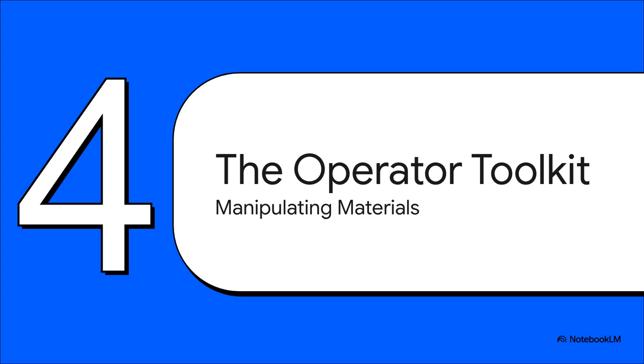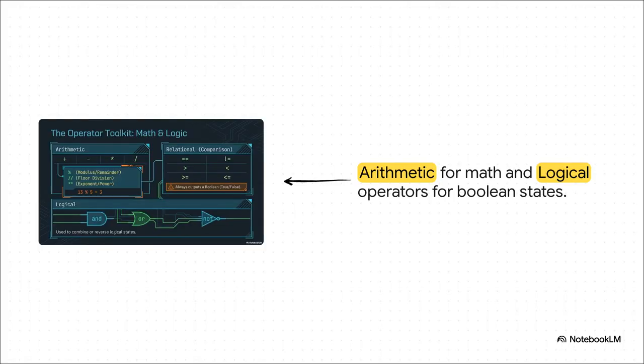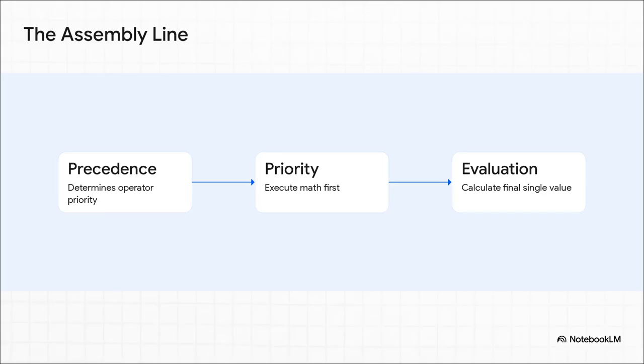Section 4. The Operator Toolkit. All right, materials are ready. Now we need the mathematical and logical tools to actually manipulate them on the assembly line. Python gives us a seriously robust toolkit here. For the math side, you've got arithmetic operators, your standard addition and multiplication, plus specialized tools like modulus for finding remainders or floor division. Then you've got relational operators for comparing values. And the one thing to remember about relational operators is that they always output a Boolean, just a simple true or false. Lastly, we have logical operators and, or, not, which you use to combine or flip those true and false logical states.